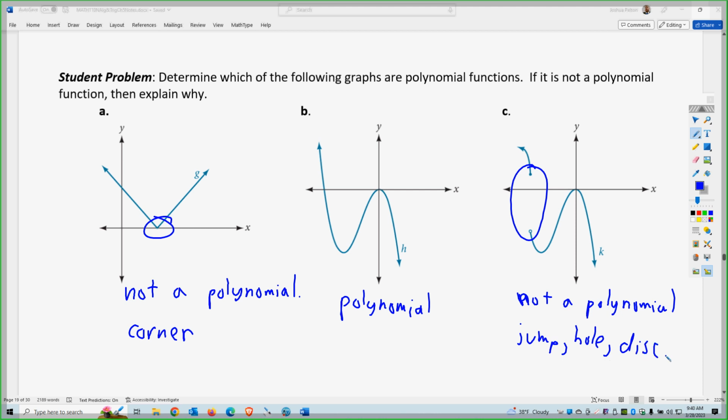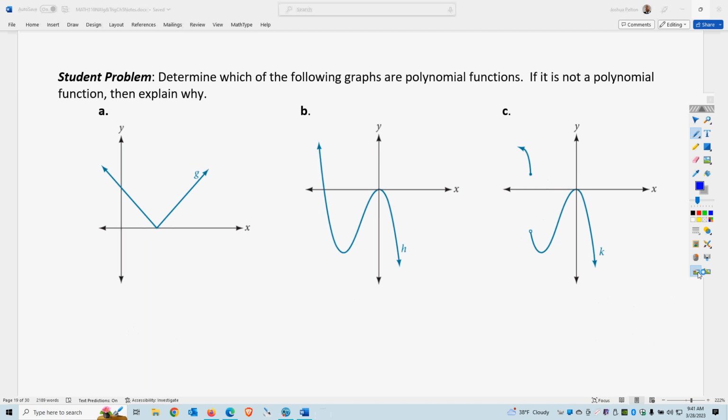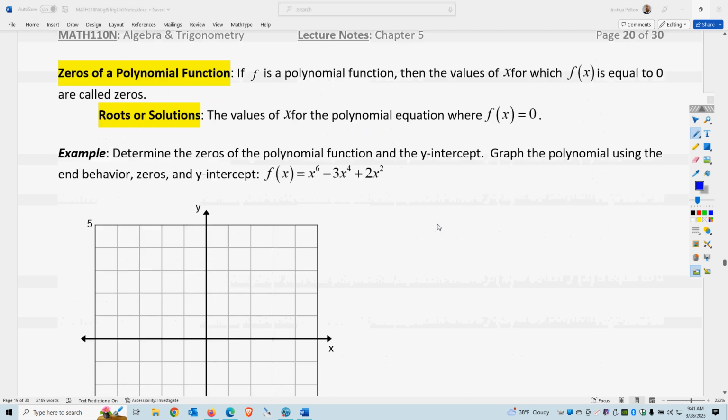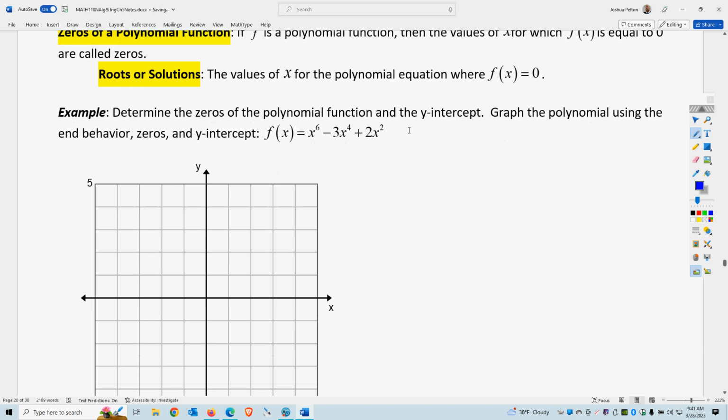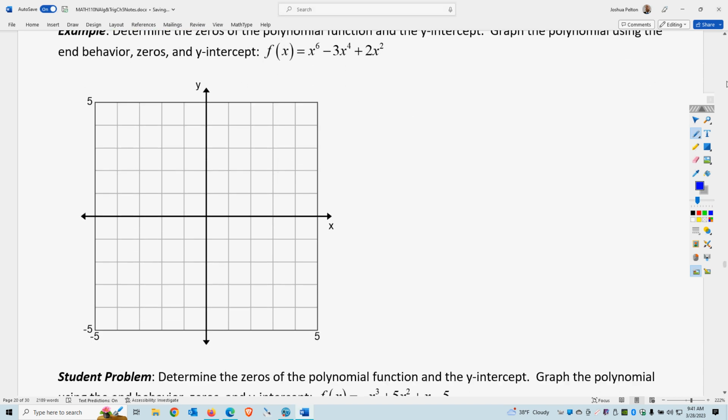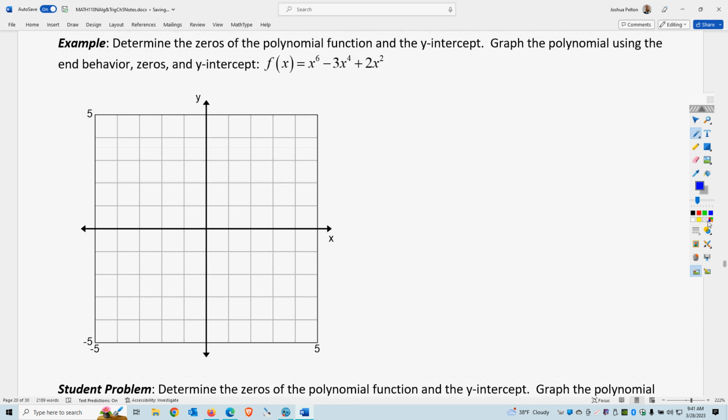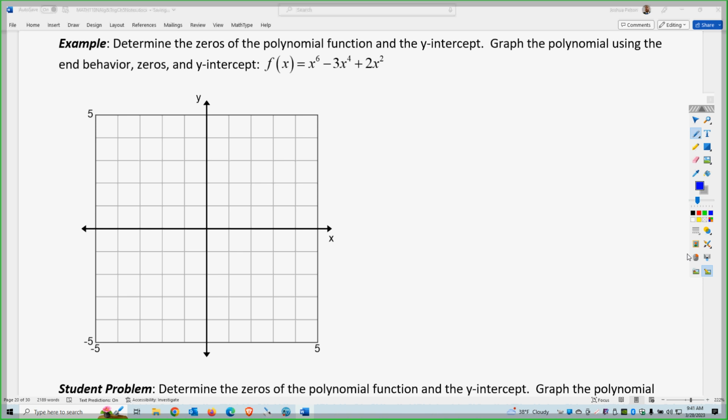Okay, so let's go through and do some problems to review and go more in depth this time than the prior section. Okay, so basically zeros of the polynomials are the x-intercepts essentially, right? So basically with a function equals 0, you have x-intercepts. Okay, so we'll take this function here and set it equal to 0. So 0 equals x to the 6th minus 3x to the 4th plus 2x squared.